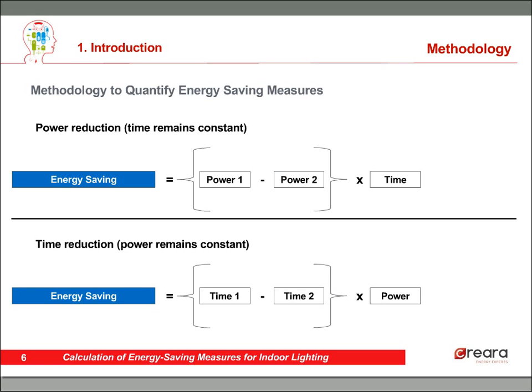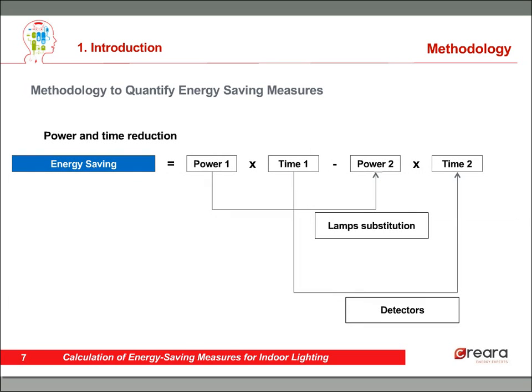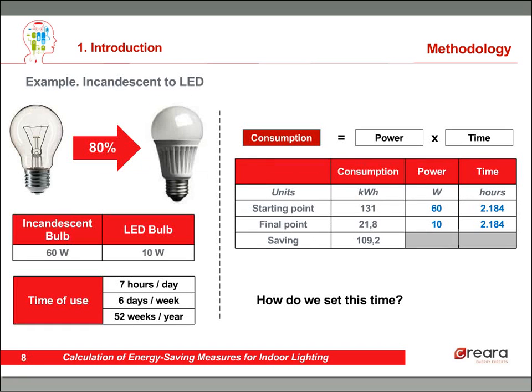This used to be the most useful way, but right now, in almost every energy saving project, we attack the power and also the time. So we use the first formula: power 1 times time 1 minus power 2 times time 2. This would happen if we apply a measure that attacks the power, like lamp substitution, and also a measure that reduces the time, such as a detector. So almost in every situation, we're going to use this formula. But let's see an example.